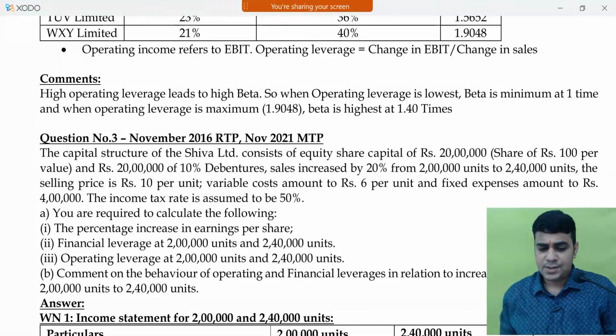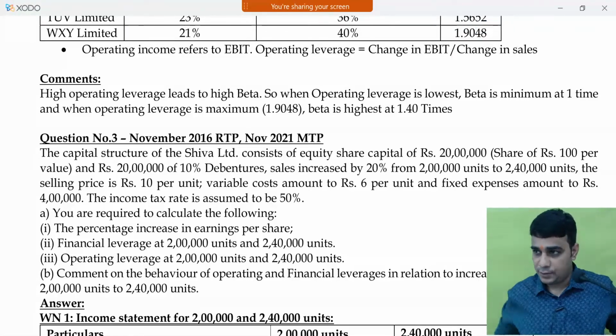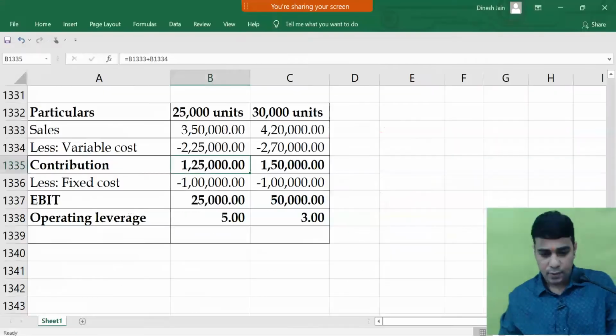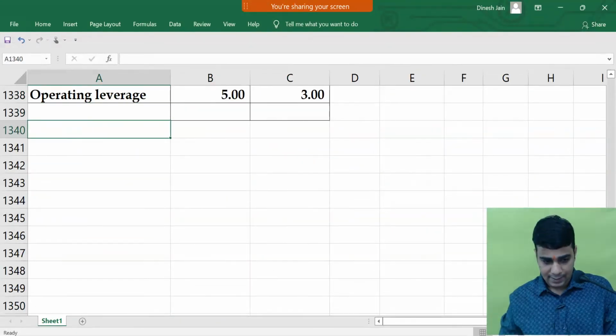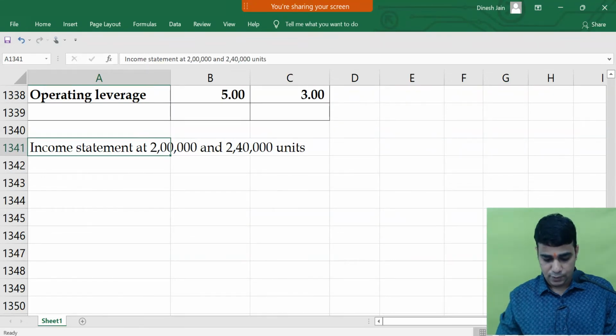Okay, this is a comprehensive question where they've given the capital structure details, then the cost structure details. They want us to calculate the change in EPS, and calculate financial leverage and operating leverage when the sales is 2 lakh units and 2,40,000 units. So let's do this. Working note 1, income statement at 2 lakh and 2,40,000 units.